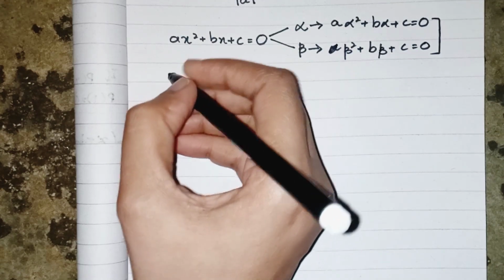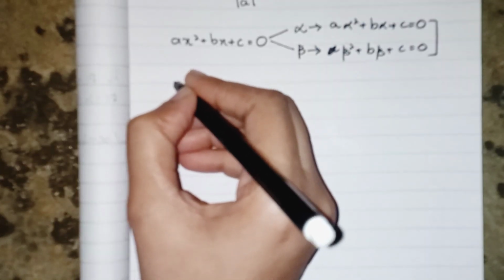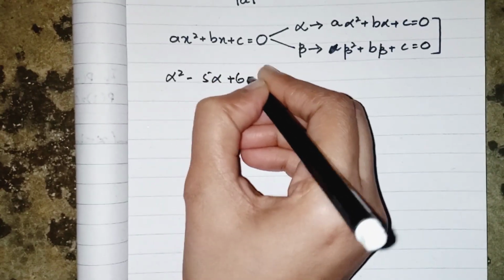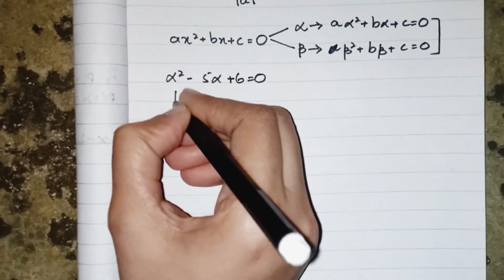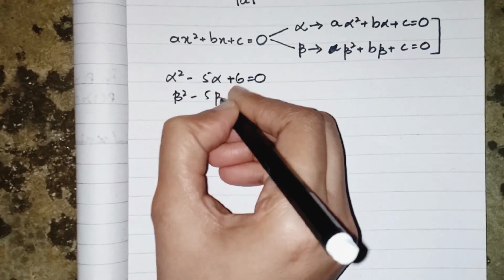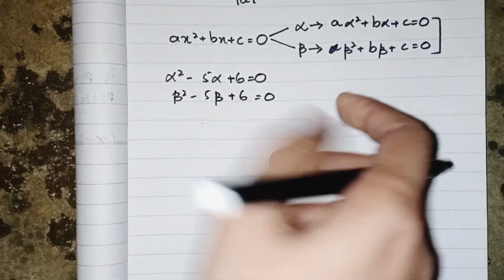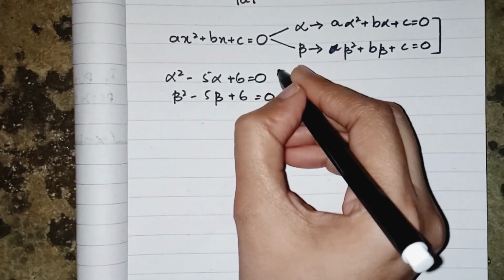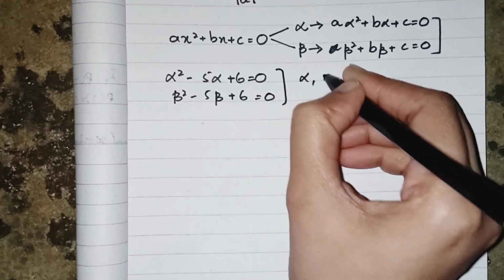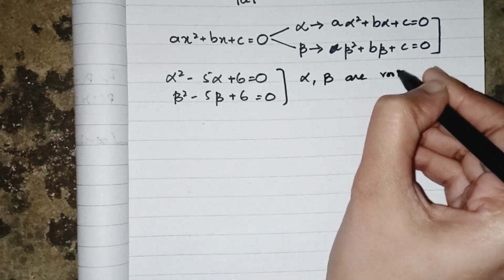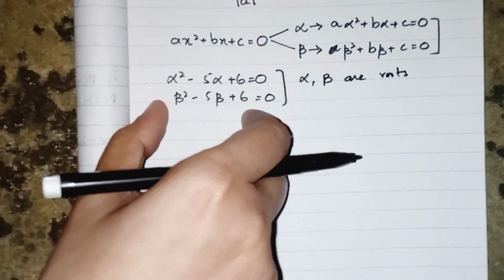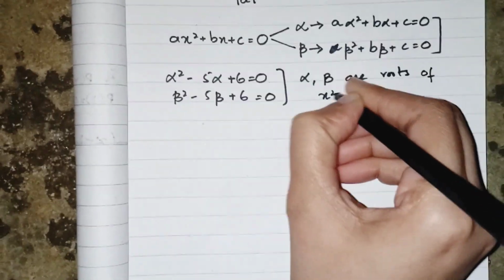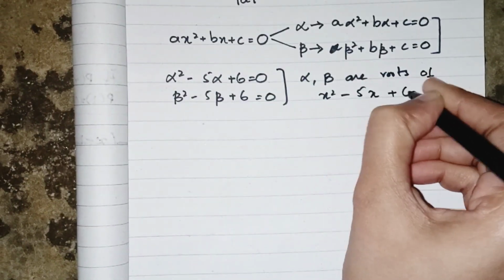So we can say that if we have an equation like alpha square minus 5 alpha plus 6 equals to 0, and beta square minus 5 beta plus 6 equals to 0. So what we learned from this equation? We learned from this equation that alpha and beta are roots which satisfy this equation. But roots for which equation? Roots of x square minus 5x plus 6.